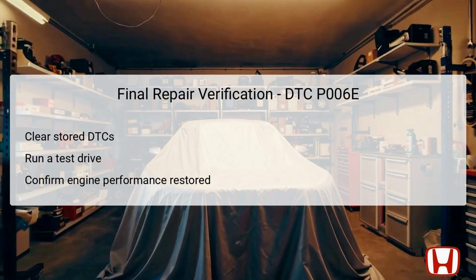If the drivability symptoms associated with this DTC no longer present themselves, it confirms that the repairs have been successful and that the turbocharger system is functioning correctly. Confirming that both stored codes and symptoms have been eliminated solidifies the repair integrity.